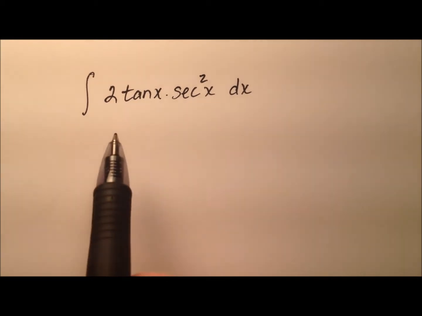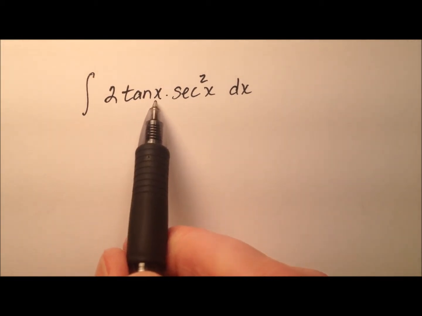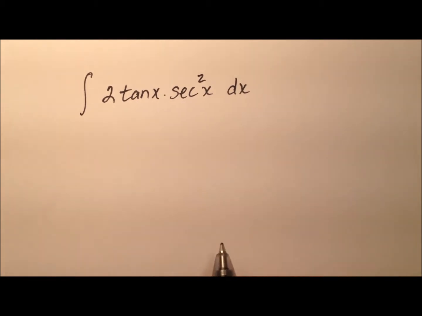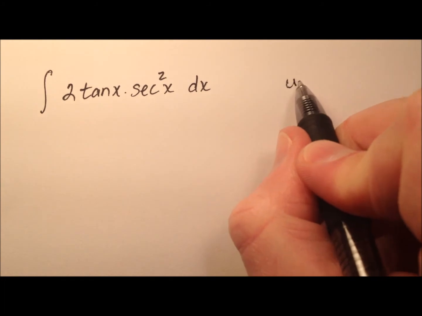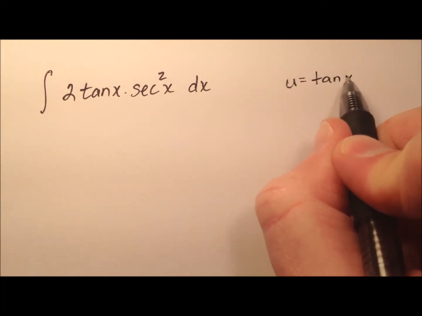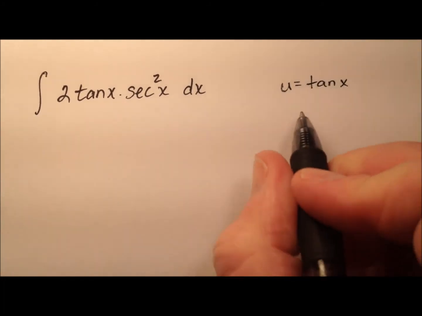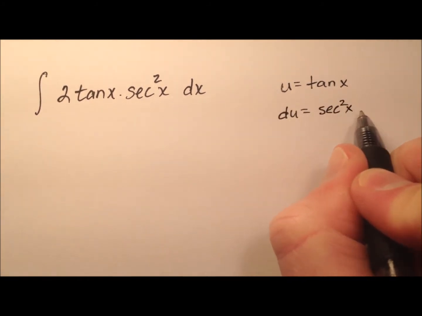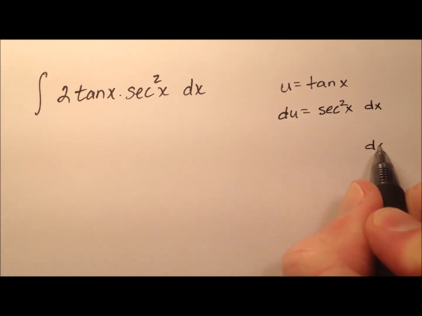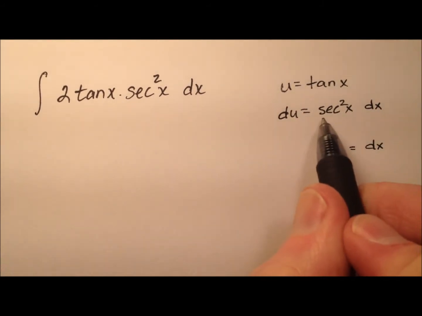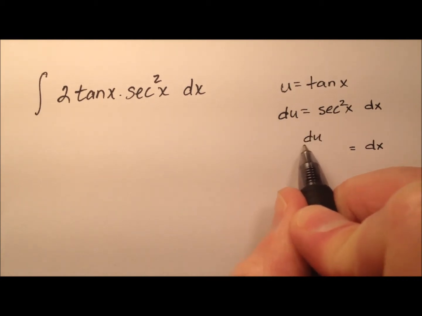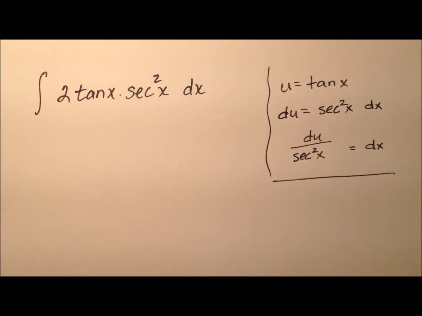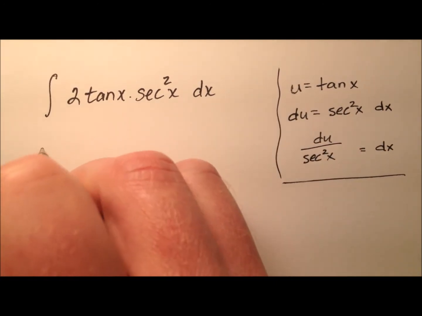In this example, I want to look at integrating 2 tangent x times secant squared x with respect to x two different ways. The first way, I'm going to use my u as the tangent of x. So if u is the tangent of x, du will be secant squared x dx. And when I solve for dx, I can divide both sides by secant squared, and I'll get du over secant squared of x. Okay? So let's put this together.